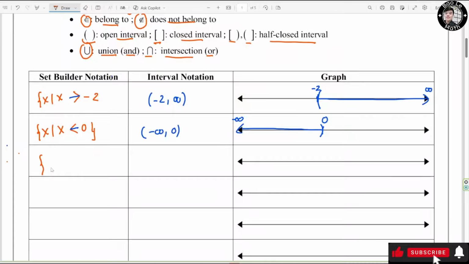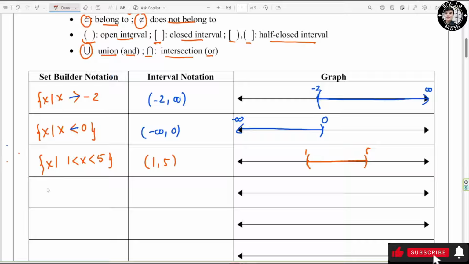Now we have all values of x such that 1 is less than x less than 5. Alright, so we put 1 here and 5 here on the number line. So all real numbers between 1 and 5, which means this interval right here. And we don't see the equal sign right here, which means the open parenthesis. So we have (1, 5).